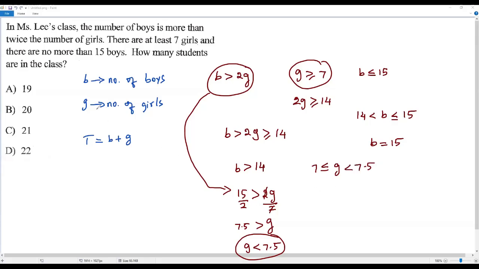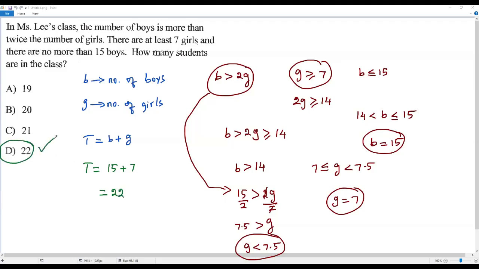Already we know that G has to be an integer because it represents the number of girls. So G has to be less than 7.5, and at the same time it can be equal to 7 or greater than 7. The only integer value which satisfies this compound inequality is G equals 7. So the number of boys in the class is 15 and the number of girls is 7. To get the total number of students, we have to add them: 15 plus 7 is equal to 22. So the number of students in the class is 22. We find 22 in option D. The correct answer choice for this question is option D.